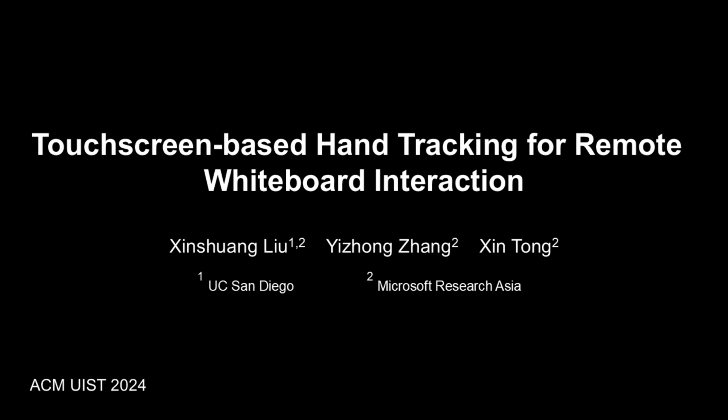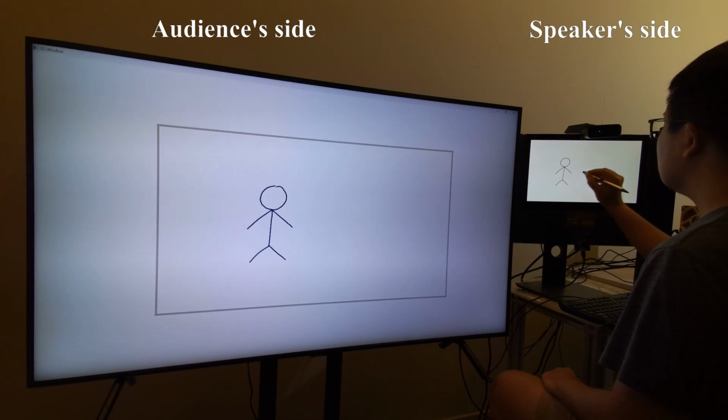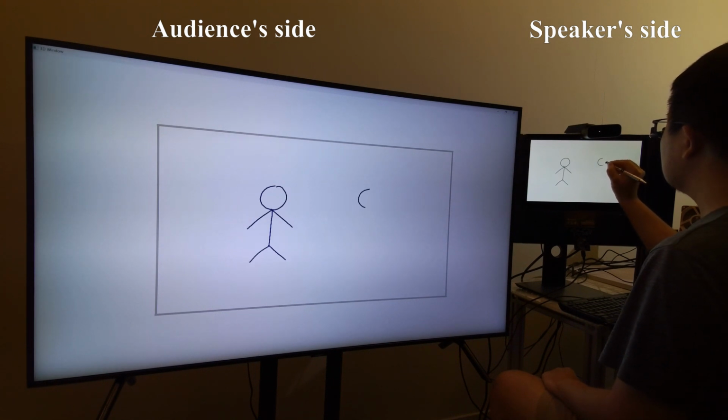In this video, we present a real-time method for precise 3D hand pose tracking using a capacitive touchscreen and demonstrate how our method significantly improves the experience of remote whiteboard interactions. Touchscreens enable users to interact naturally with digital devices via stylus or hand fingers. They are widely used as virtual whiteboards in remote communications.